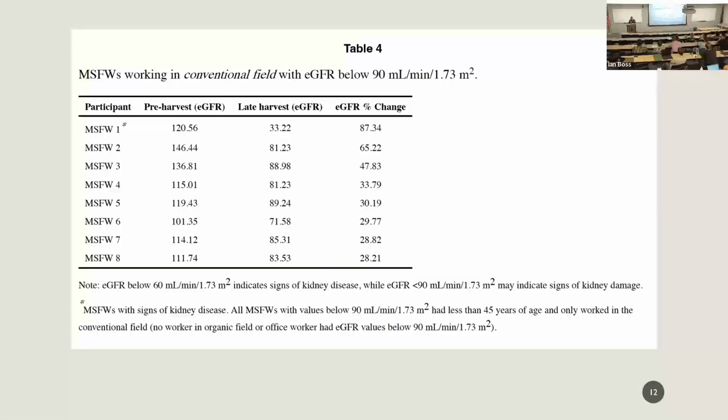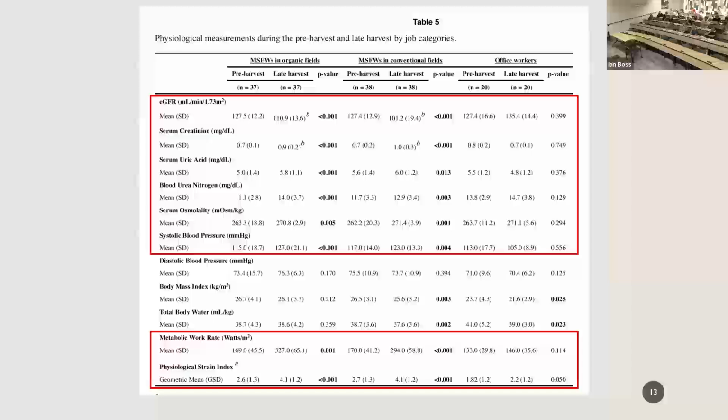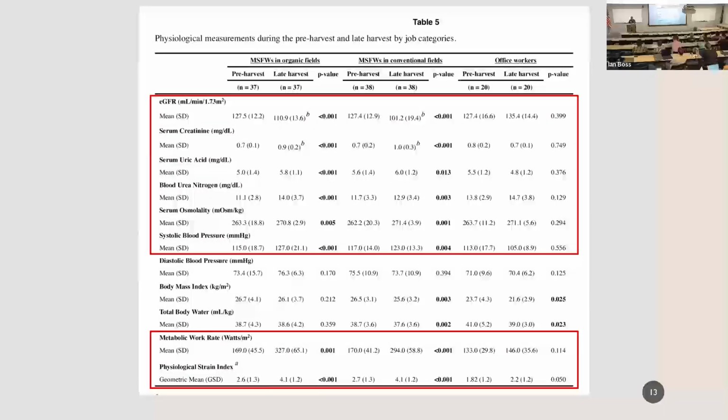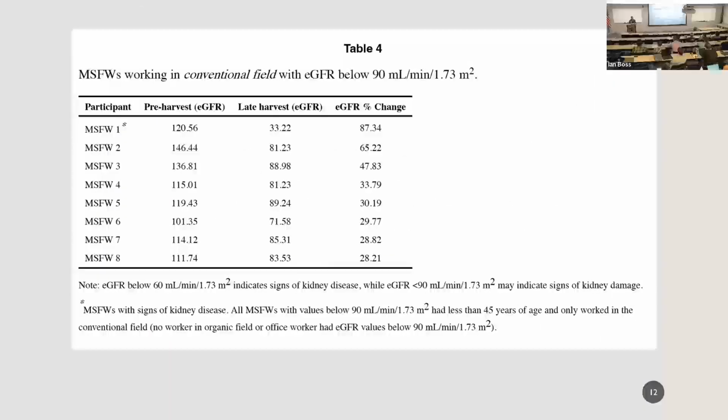So that number below 90 is not random, that they chose that. And you can see in one of these how significant that change was, from 120 to 33. 33 is actually like stage 3 chronic kidney disease. So that's pretty significant.